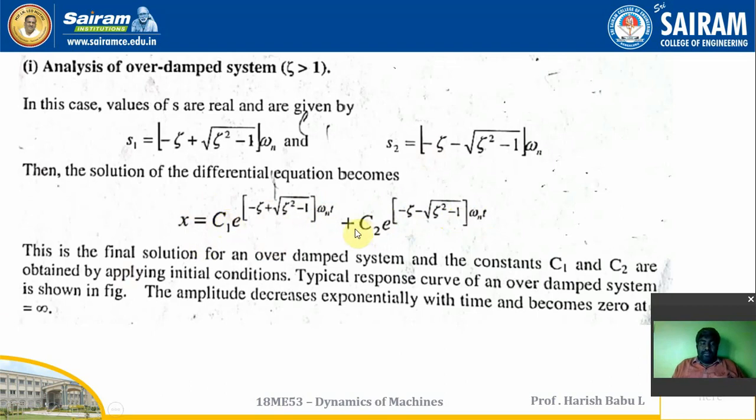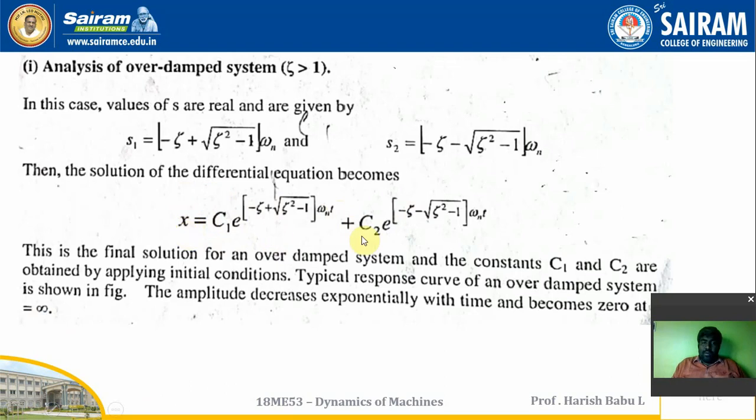The constants C1 and C2 can be identified by determining the initial conditions. The typical response curve of a damped system is shown in the next slide. The amplitude decreases exponentially with time and becomes 0 at t equals infinity. The major thing to find C1 and C2 is by taking the conditions x equals 0 at t equals 0, and x dot equals v naught at t equals 0, and substituting these values.